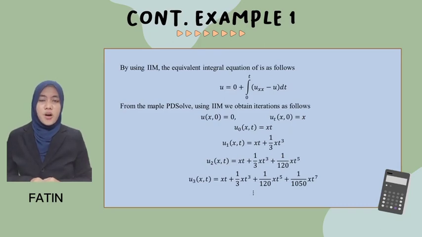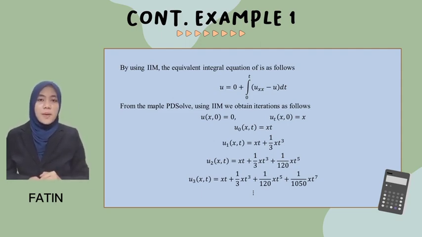From the example before, we solved the equation by using our method, IIM, where the equivalent integral equation is obtained by substituting u equals f of x plus N of u, which was mentioned in the implementation part. Then, we run the coding in Maple, and we obtain these iterations. Note that we stop at u3 as we can now see the pattern.